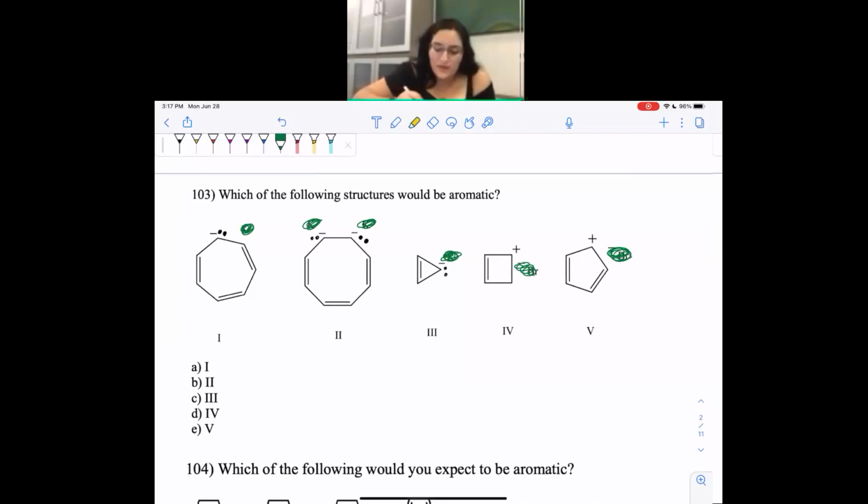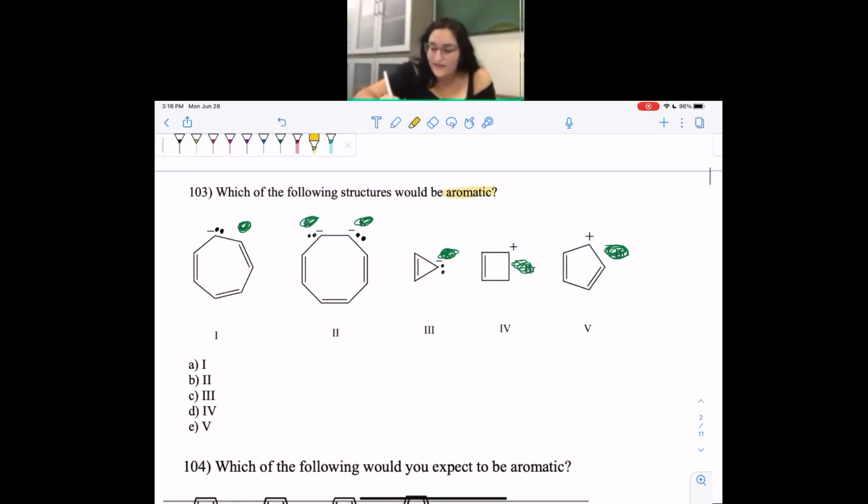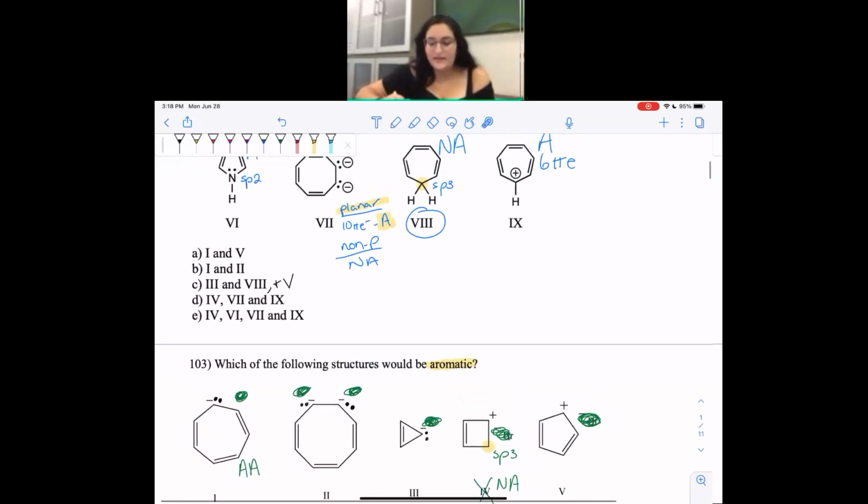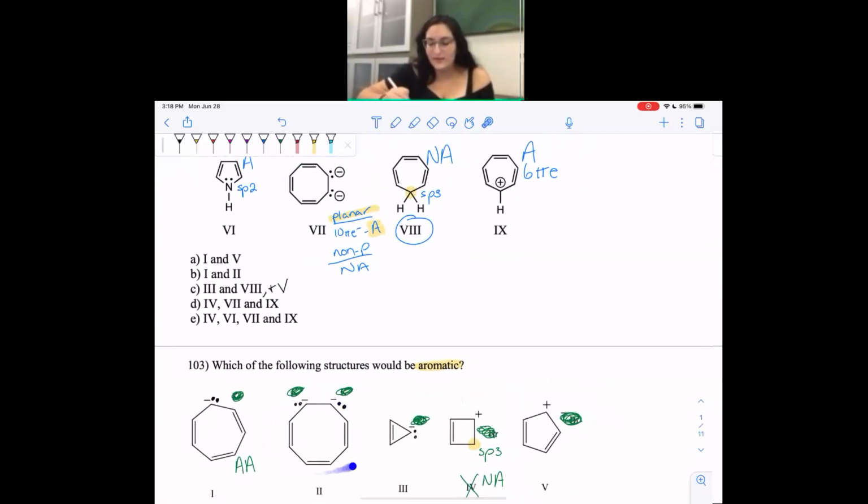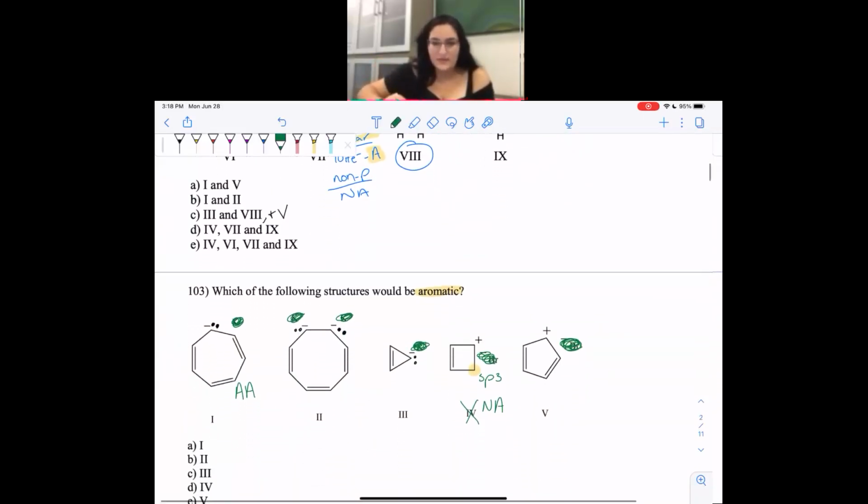Okay, so read the question. Which one is aromatic? So you're looking for aromatic. And right off the bat, the first thing I see is sp3 carbon. So this is non-aromatic. All right, so we've seen a couple of these examples before. Let's start with this one. 2, 4, 6, 8 pi electrons. We know this is anti-aromatic. We just did this one, and we said that it's going to be planar, and it's going to be aromatic. So I'm going to write that down here.